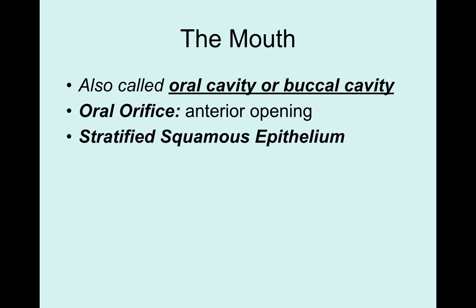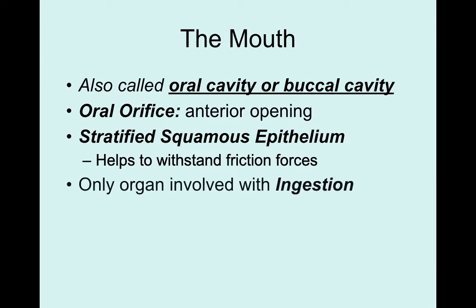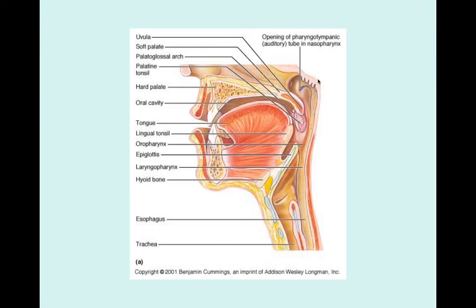It is lined, remember, by stratified squamous epithelium, protecting the tissues underneath from the chemical and mechanical stresses of all the different food and the chewing that you're doing in your mouth. And it is the only organ involved with ingestion, which, remember, means eating. Here we can see this is our oral orifice. Here is our oral cavity. Back here at the back, notice how big your tongue is. Back here at the back, you have a tonsil. You also have your uvula. Your uvula we'll talk about in just a few minutes.